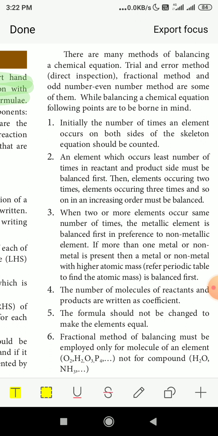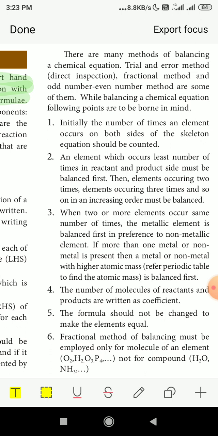Then elements occurring 2 times, elements occurring 3 times, and so on in increasing order must be balanced. First the product side should be balanced, then only the reactant side. When 2 or more elements occur the same number of times, the metallic element is balanced first in preference to non-metallic elements. First the metal should be balanced, then the non-metal.